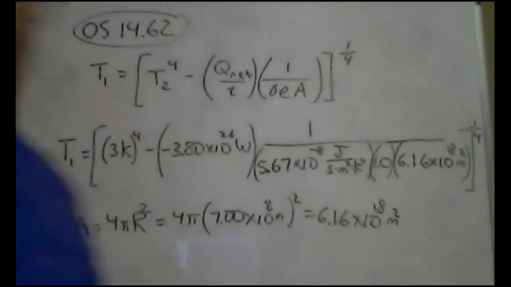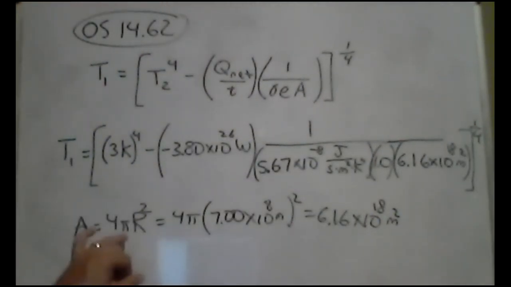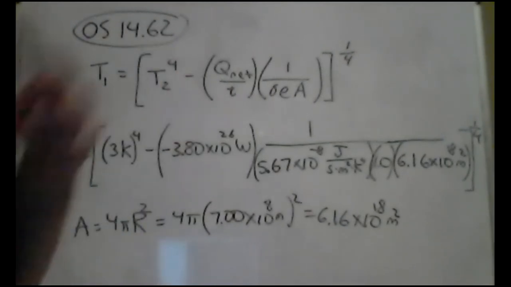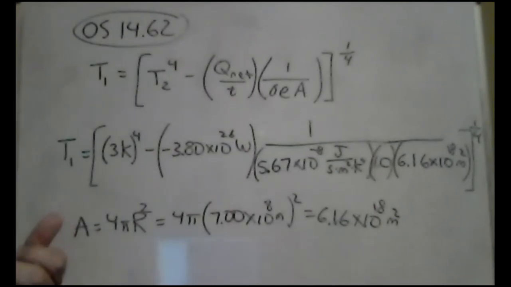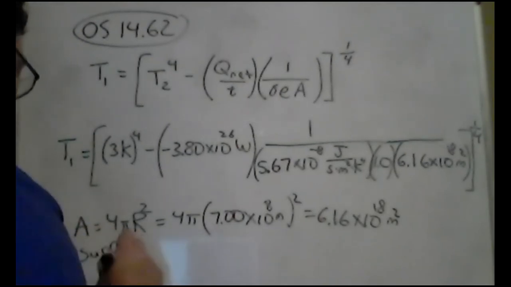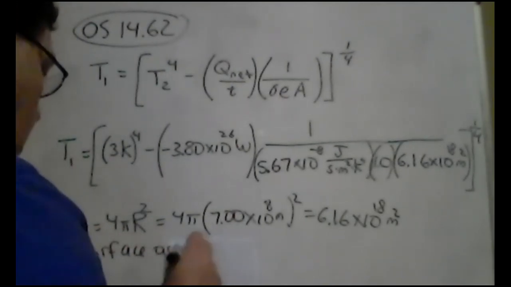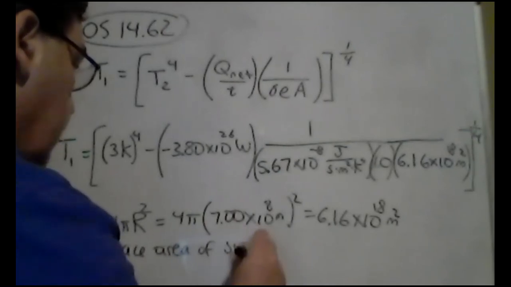So again, I had to calculate the surface area of a sphere. A sphere of radius r, we're given the radius of the sun, we're assuming it's a sphere, will have a surface area. That's the area all around the entire sphere, because the sun radiates in all possible directions, all possible thetas and phis. So again, the power that's radiated is over the surface area of a sphere. And this is the surface area of a sphere. That is the area through which radiation is transferred.